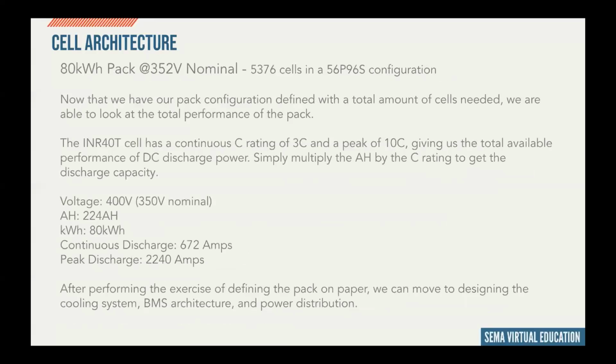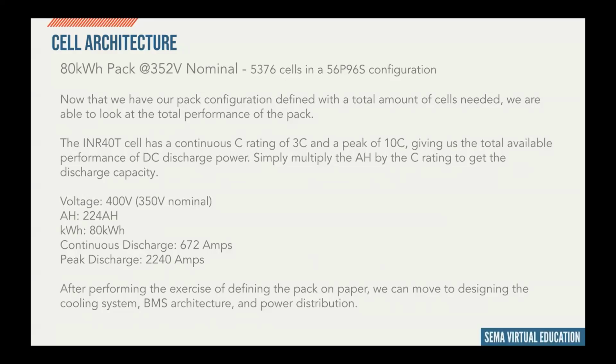So kind of the next step, now that we have the type of cell and the amount of cells needed for the pack, is to look at what the final total performance of the pack is going to be. So an INR 40T cell, thermally managed, has a 3C continuous and a 10C peak.